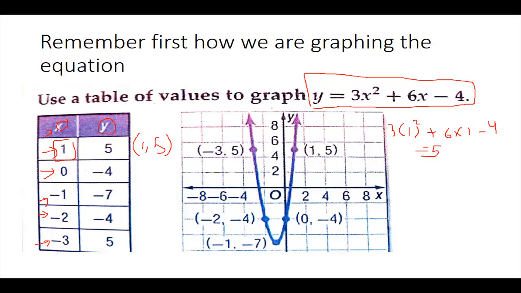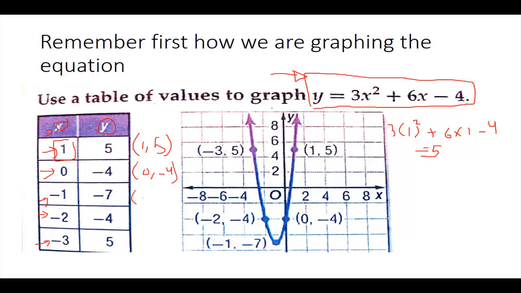So 3 by 0 power 2 plus 6 by 0 minus 4. 3 by 0 equals 0, plus 6 by 0 equals 0, minus 4. So 0 plus 0 minus 4 is going to equal negative 4. So the ordered pair here is 0 and negative 4.